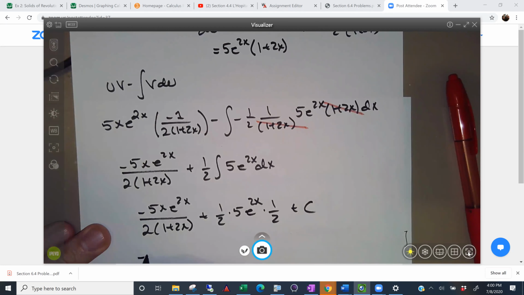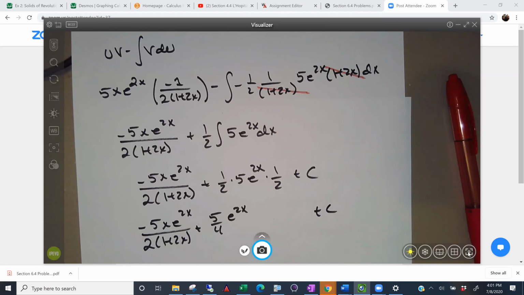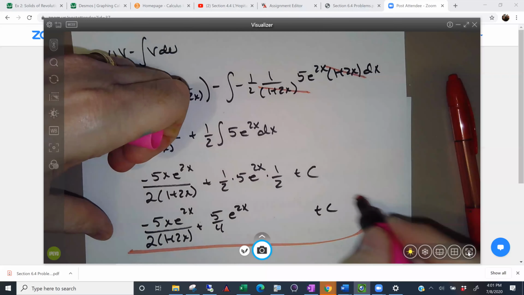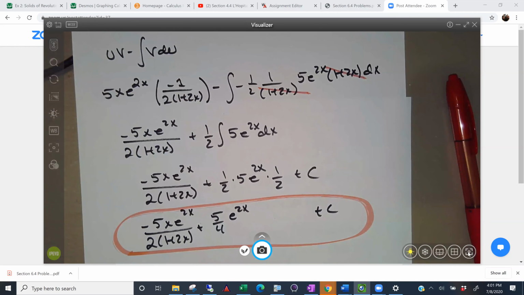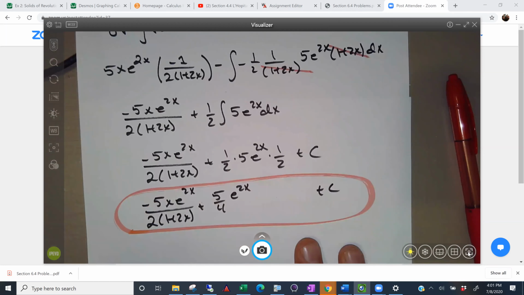Now, I'm pretty sure that WebAssign should accept this. One half and 1/2 gives me 1/4, so 5/4 e to the 2x, like that, plus a constant. WebAssign should accept that. However, that wasn't the answer that they put on WebAssign. And I was greatly distressed because I was so proud of myself. I'm like, oh, cool, I figured it out. But it didn't match the answer in WebAssign.